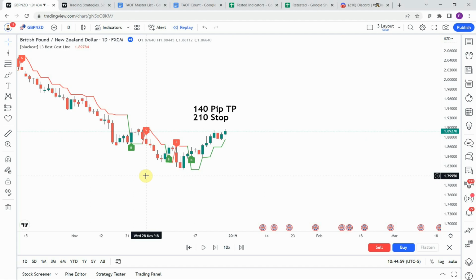Today we will be testing the L3 best cost line indicator.